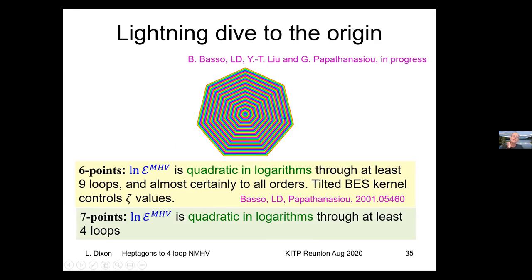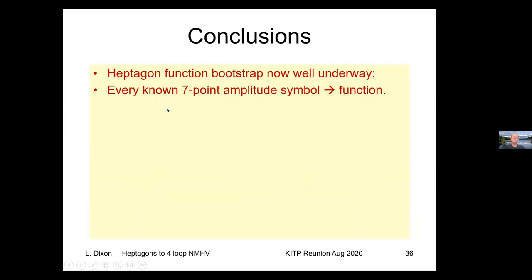And I'll just make a lightning dive to the origin and remark that we have determined from the four-loop MHV results that the log of the MHV amplitude is quadratic in the logarithms. And that is going to supply a lot of input data into understanding the structure of origins at the heptagon level and beyond. But that's for the future.